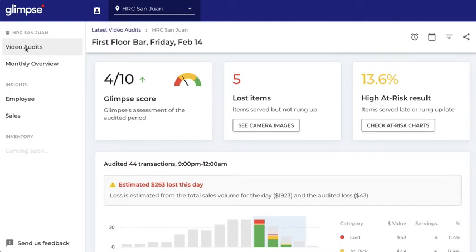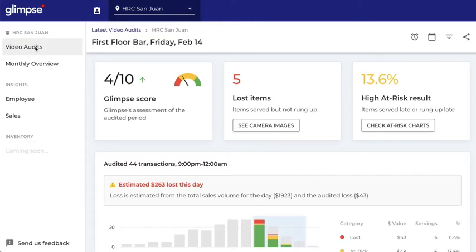In this navigation panel, there are three areas, starting with the video audits and anything related to that, a monthly overview that will showcase your projected revenue as well as the estimated lost value. In the second section, you will be able to access advanced analytics regarding employee performance and sales performance for the venue. And in the third section, you will very soon be able to access an inventory application or inventory portal, allowing you to take inventory for your venue.